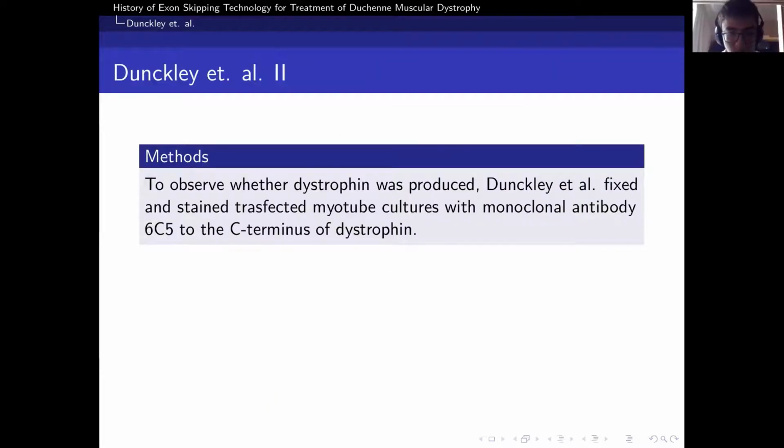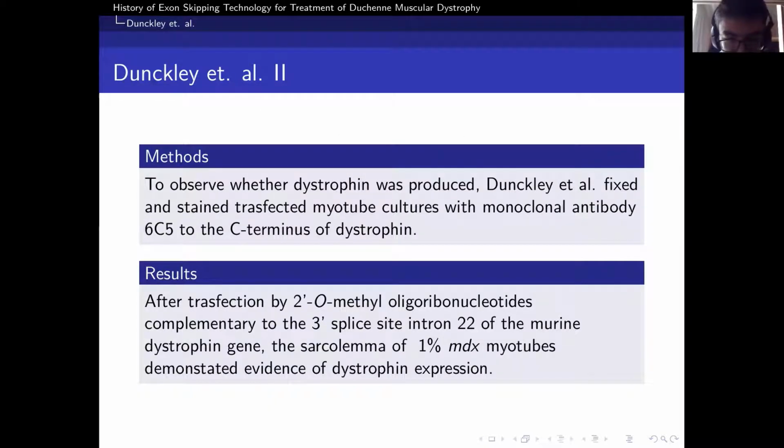And what we'll see is that he found that if such a process, such transfection occurs, then the sarcolemma of about 1% of MDX myotubes show evidence of dystrophin expression. And by the way, the way Dunkley showed that dystrophin was expressed is through fixing and staining transfected myotube cultures with this C5 monoclonal antibody to the C terminus of dystrophin.